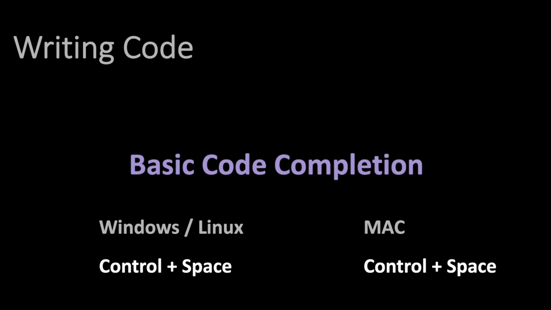The next one is basic code completion. It is Control plus Space. So while you're typing some code, and you want some help from the IDE, you can just press Control Space and it will help you to complete your line or complete your method or complete your function call, whatever it is.